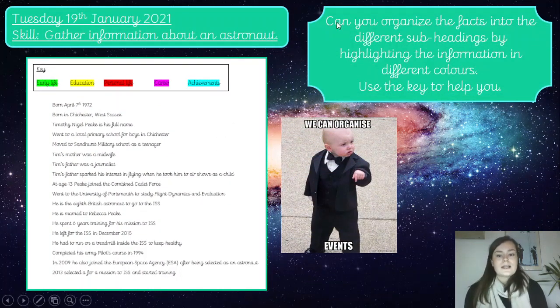So your challenge is to organise the facts into the different subheadings using the different colours. So if, for example, you read the first fact, make sure you have a go at reading through the fact on your own before you ask an adult to help you read it. And then you're going to think to yourself, would this fact go into early life, education, personal life, career, or achievements?